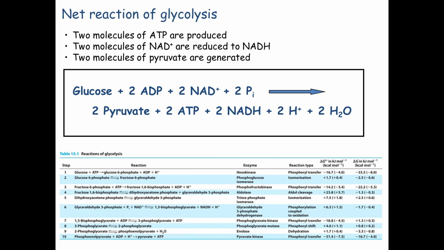Right? And the reason step 10 is so negative, look at its delta G naught prime, negative 31.4. That's because of that elimination of the beta keto group, right? And separating of the charges and moving the double bond to a more electronegative atom. All those are very favorable things. But in the cell, it's only negative 16.7. It's about half that, which tells me there must be a lot of pyruvate in the cell compared to phosphoenolpyruvate, which is true.